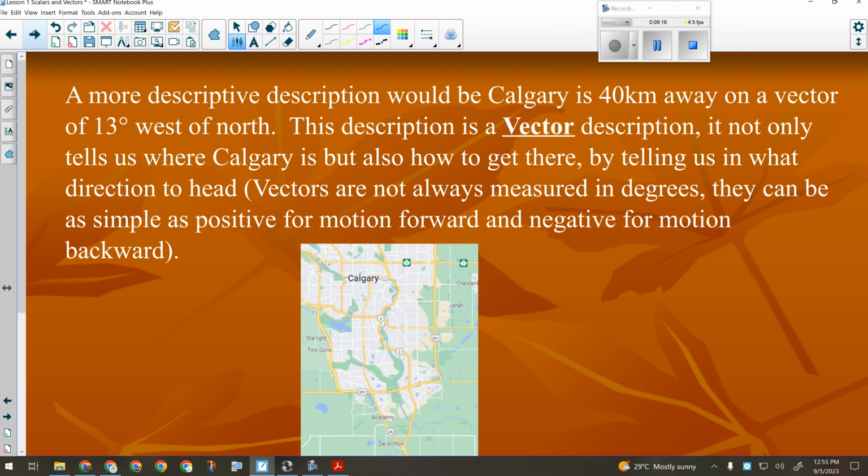Okay, so we could also, instead of saying Calgary's 40 kilometers from here, we could say Calgary's 40 kilometers away on a vector of 13 degrees west of north. Okay, so if we were down here in Okotoks.